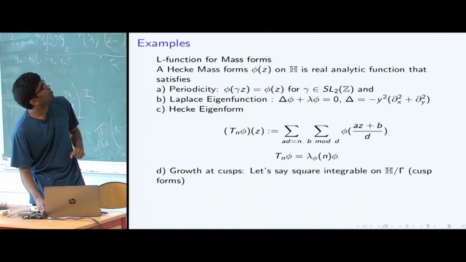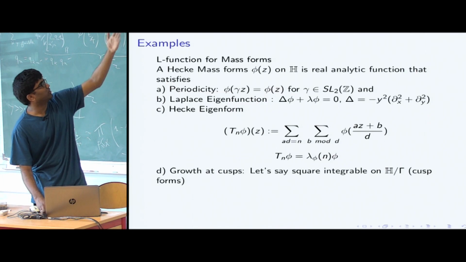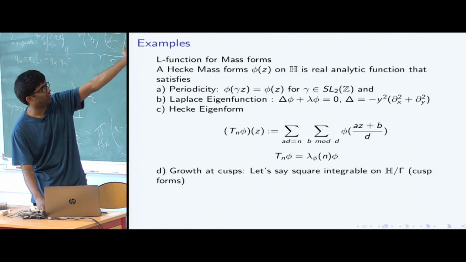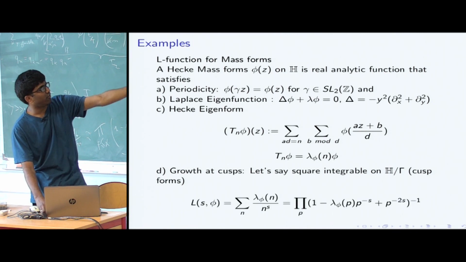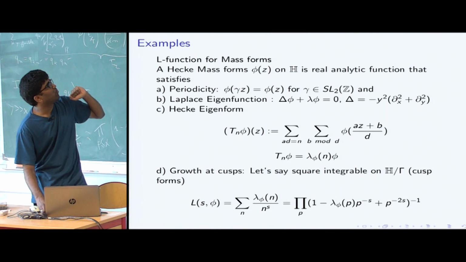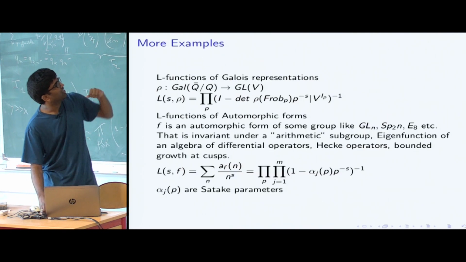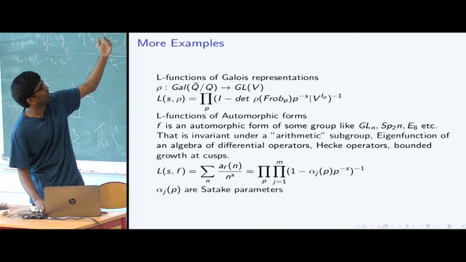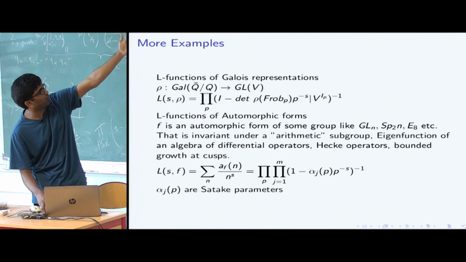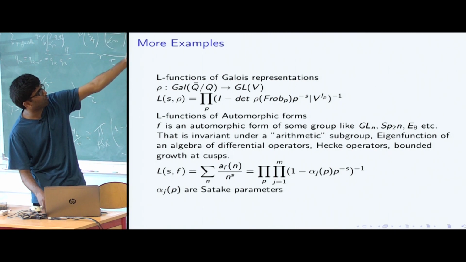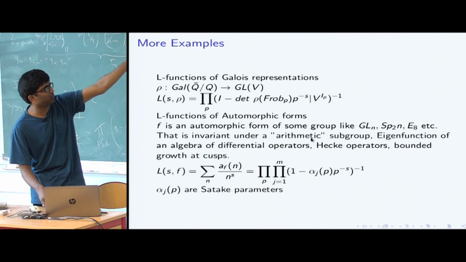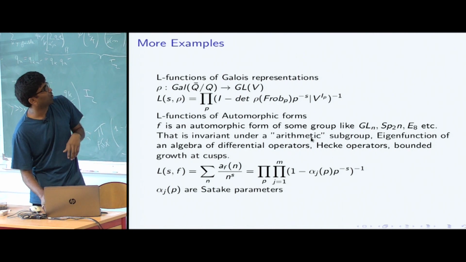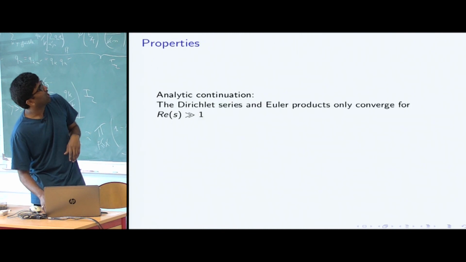So I have more examples. Similarly, you have things called Maass forms, which satisfy differential equations, eigenvalue equations. They also have attached L-functions. There are more arithmetic L-functions coming from Galois representations, and L-functions coming from automorphic forms. Modular forms and Maass forms are specific examples of these automorphic forms.